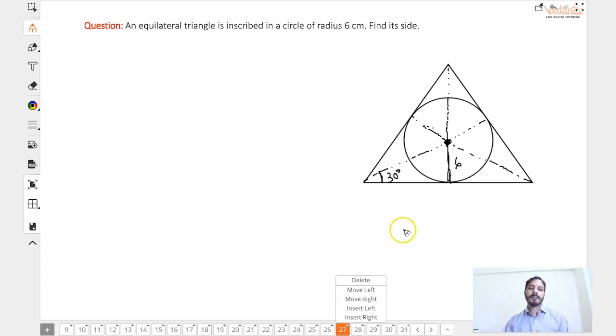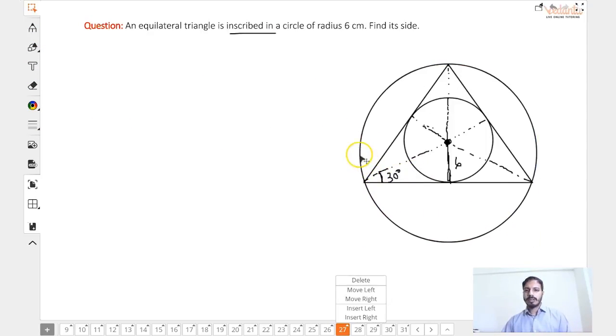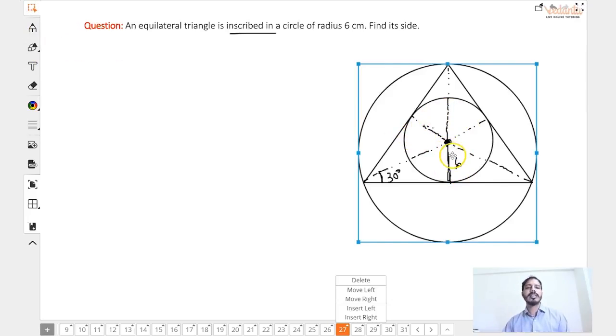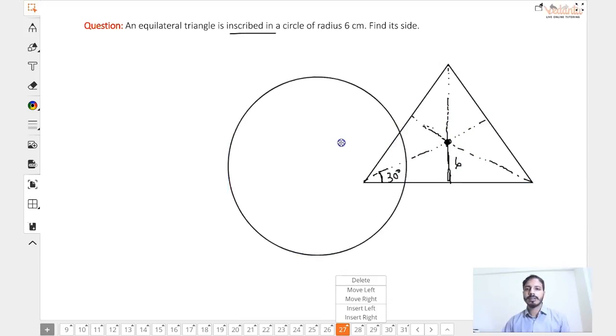So what else can you find out? It is said that this is inscribed in a circle, right? So if it is inscribed, that means what? That means I have something like this. That means I have to remove this inside. So don't consider the circle which is inside, right? So let me remove it. So this is the circle.